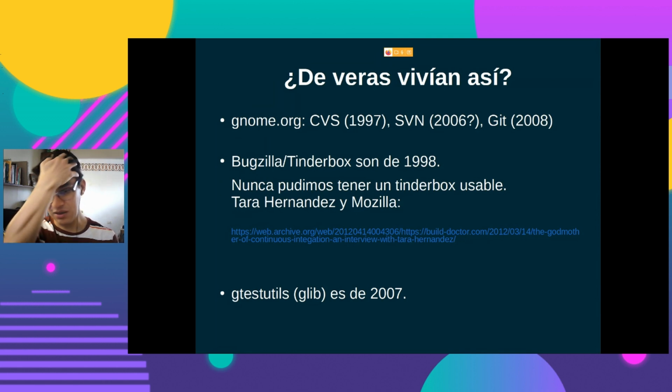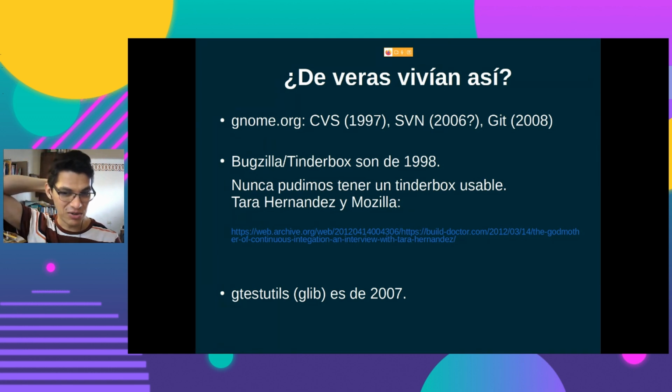The system for bug monitoring that we used in GNOME, I think we set that up in 98. That was something called Bugzilla. It's a very old system for bug monitoring. And when Netscape released the source code of Mozilla in 98, they also released the bug monitoring system called Bugzilla and an automated compilation system called Tinderbox, written by Tara Hernandez and Mozilla, which basically invented the continuous compilation concept.